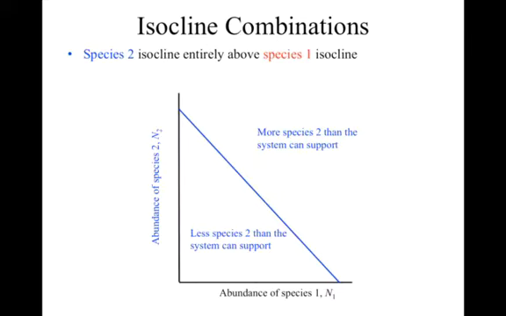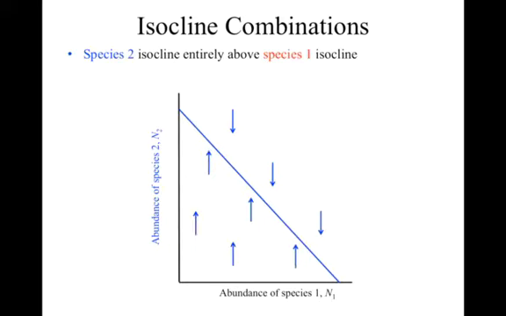And so if I'm above and I have more species 2 than the system can support, you would expect my population of species 2 to decrease. I have too much, it should decrease. And again, we're thinking about the y-axis, so decreasing means moving vertically down. If I am below the species 2 isocline and I have less species 2 than the system can support, I could actually fit more species 2 in there, then I would expect my abundance of species 2 to increase. And again, we're thinking about the y-axis, that's the species 2 axis, and so increasing means moving vertically up along that y-axis. There we go.